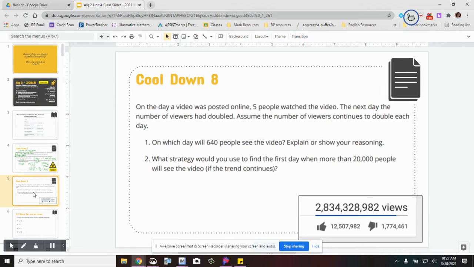Take a look at lesson 8, cool down number 8. We also had that one, and then we'll take a look at our new lesson 9 about logarithms and what the heck this means.